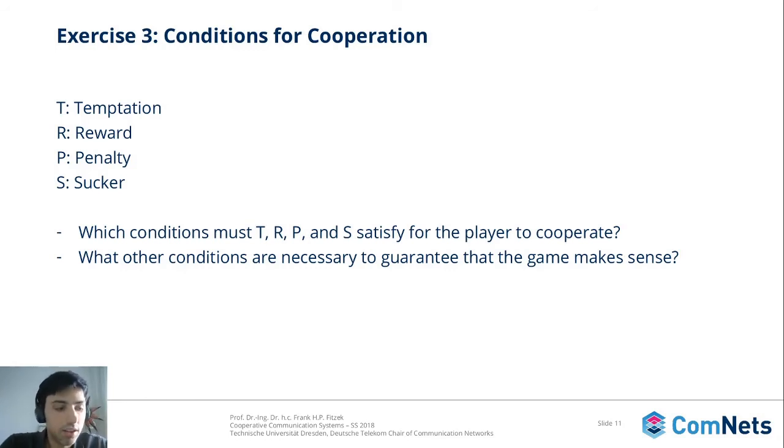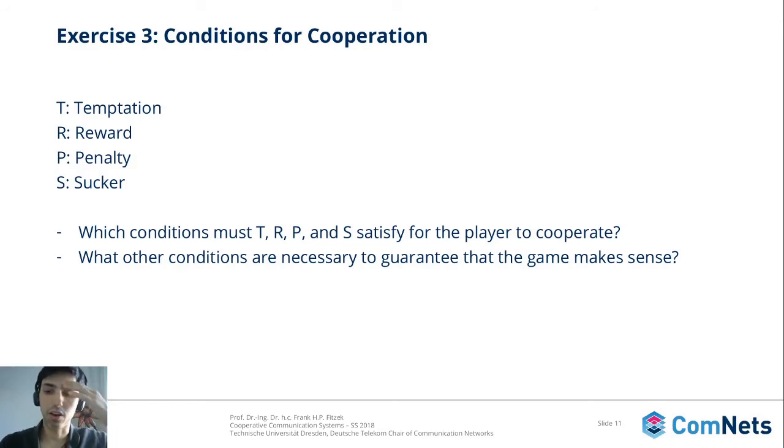And finally, this might also be a little bit clear, but the idea is that the reward also needs to be bigger than the penalty, of course. So if both players cooperate, they will get more points than if both players defect.